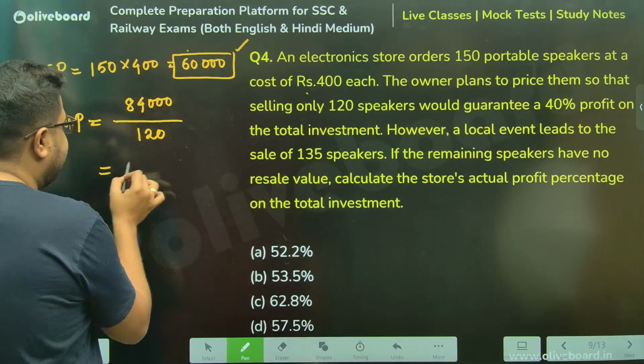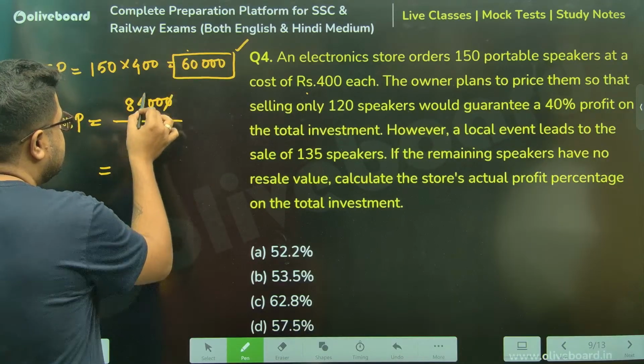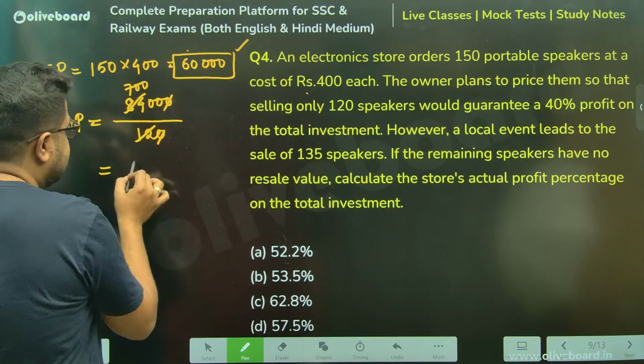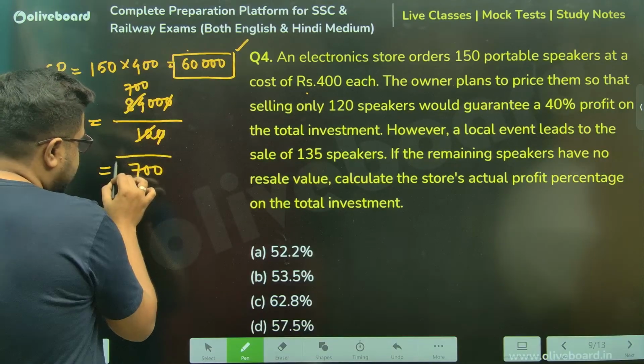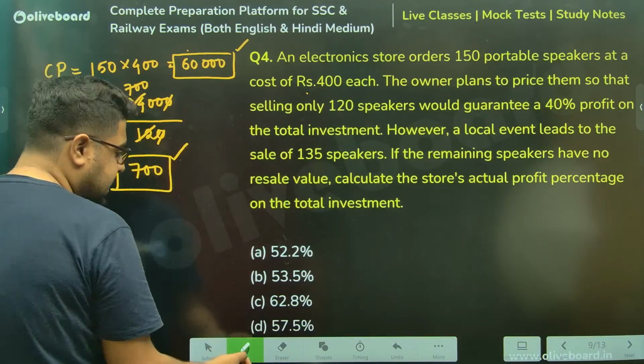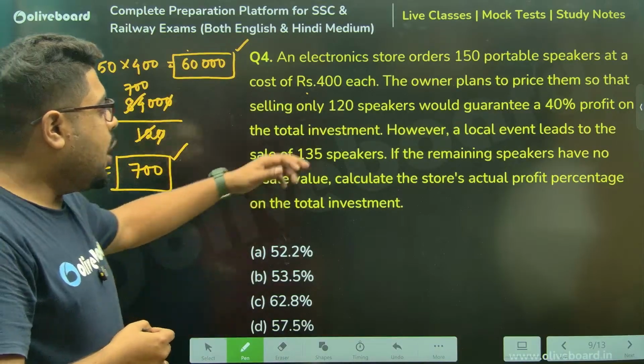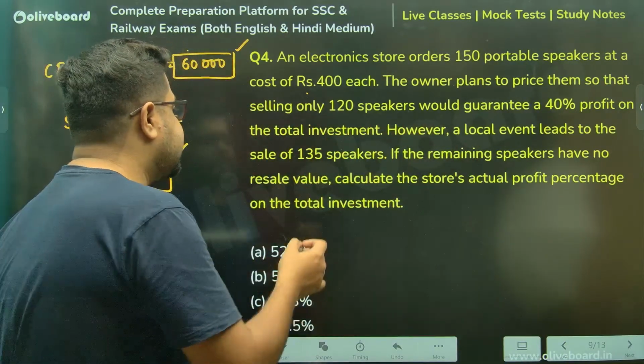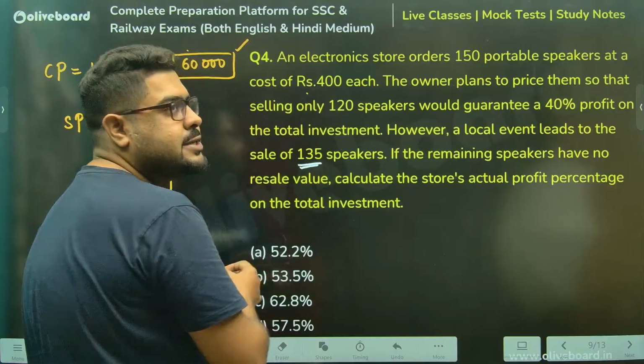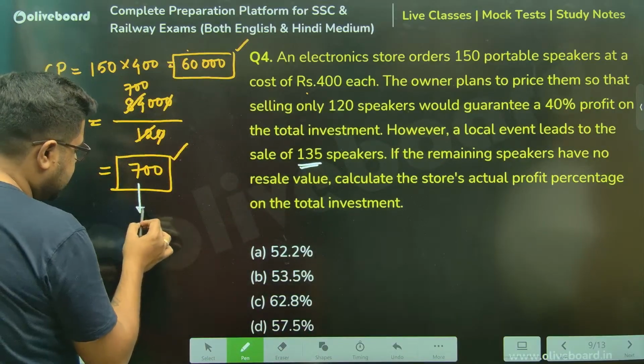This is the SP of each speaker as planned, which is 700 rupees. So meaning if I want to buy this, I have to buy it for 700 rupees. However, a local event leads to sale of 135 such speakers. At what rate? At this rate only.